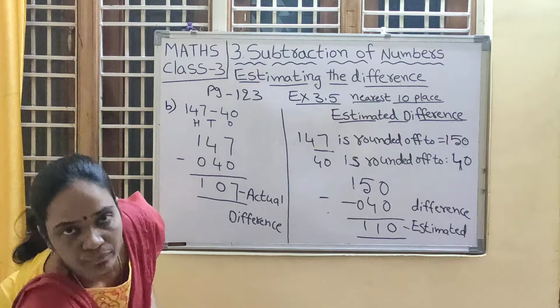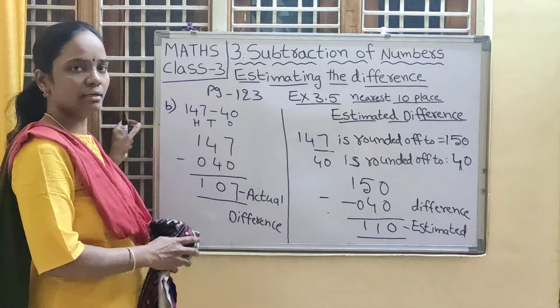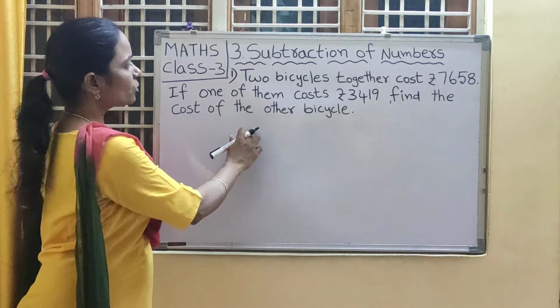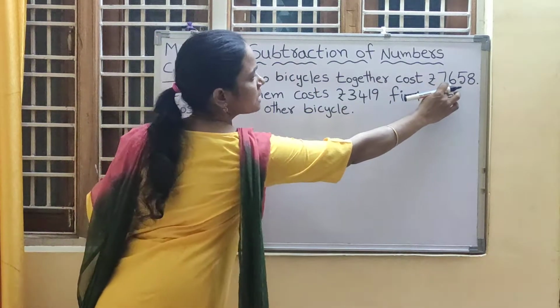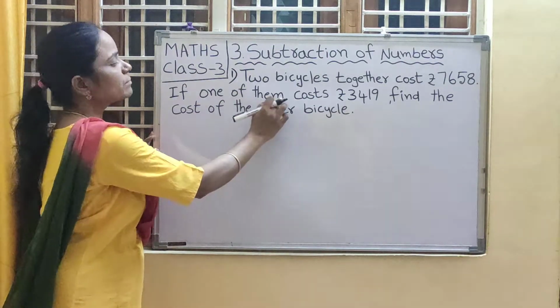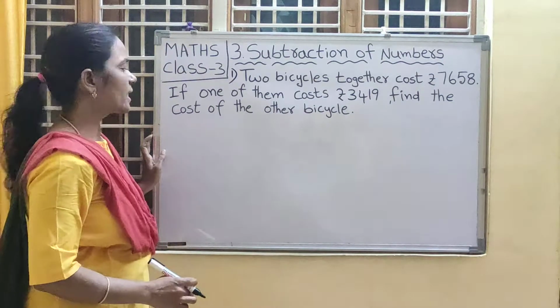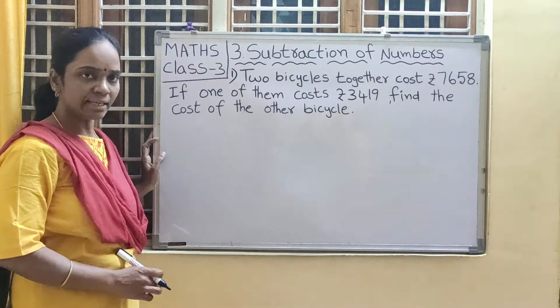Now we will solve word problems. Shall I rub, children? Yes. Yes children, look at this word problem. Two bicycles together cost 7,658 rupees. If one of them costs 3,419 rupees, find the cost of the other bicycle. So this is the word problem given.